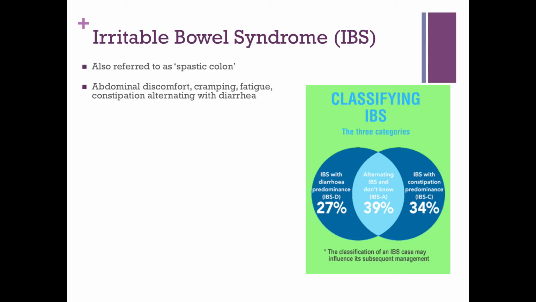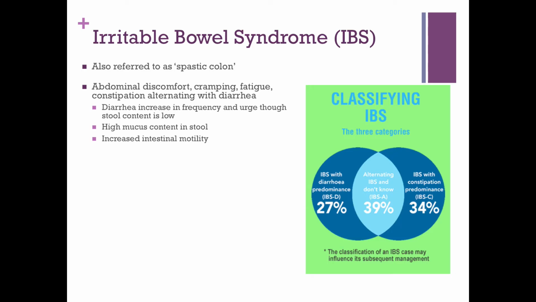Generally, IBS is when you can't figure out anything else, when you've done CT scans, you've done a barium screen, and you can't find any other distinguishable sign of why they would be having so much diarrhea, cramping, discomfort, sometimes constipation. So you call it IBS. So diarrhea, you'll see an increase in frequency and urge, but there's low stool content with IBS. There's a high amount of mucus, which means that things are moving very quickly, or the body at least is trying to get things to move quickly, so that there's increased intestinal motility.